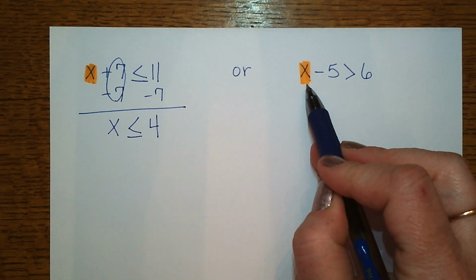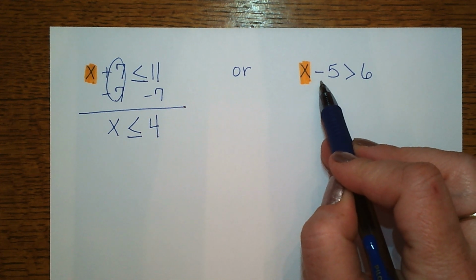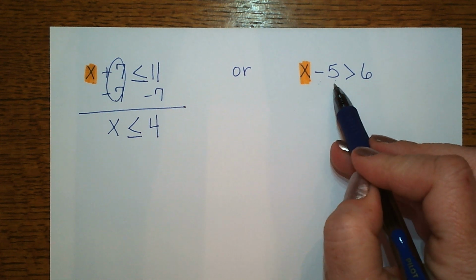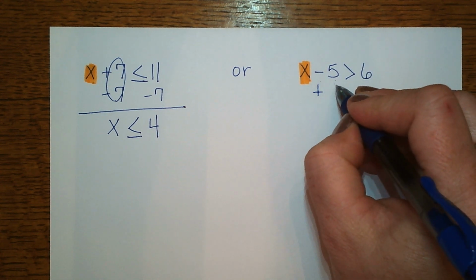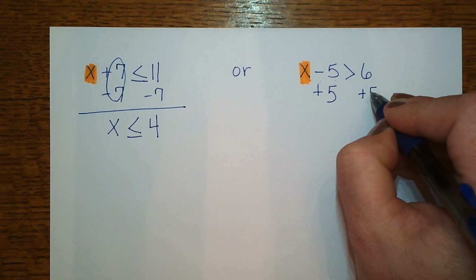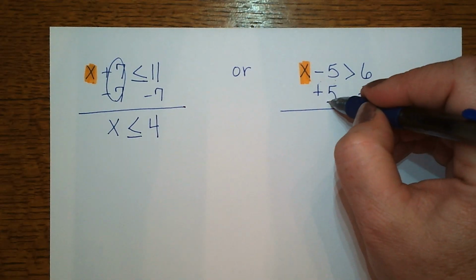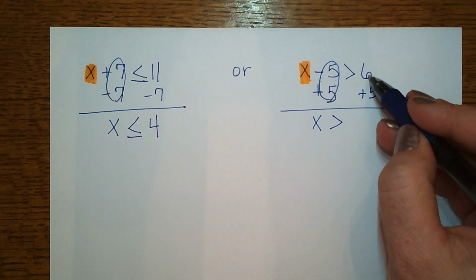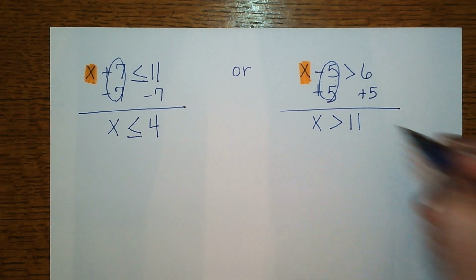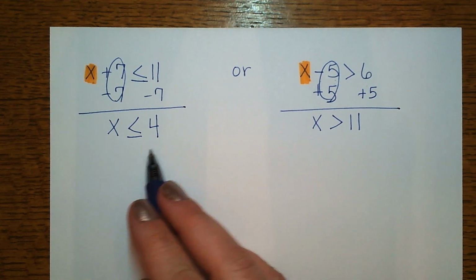Again, here's my variable x. What am I going to have to do to minus 5? To get it to the other side, I have to do the inverse, which is add 5, and then add 5. My 5's become my 0. X is greater than 6 plus 5 is 11. And here are my two answers.